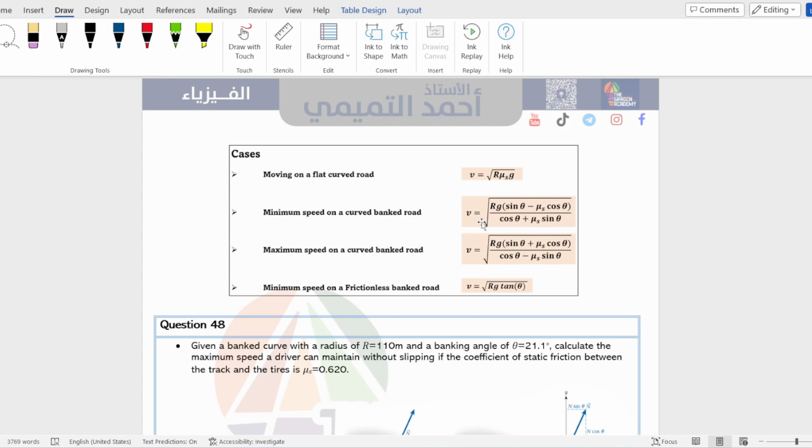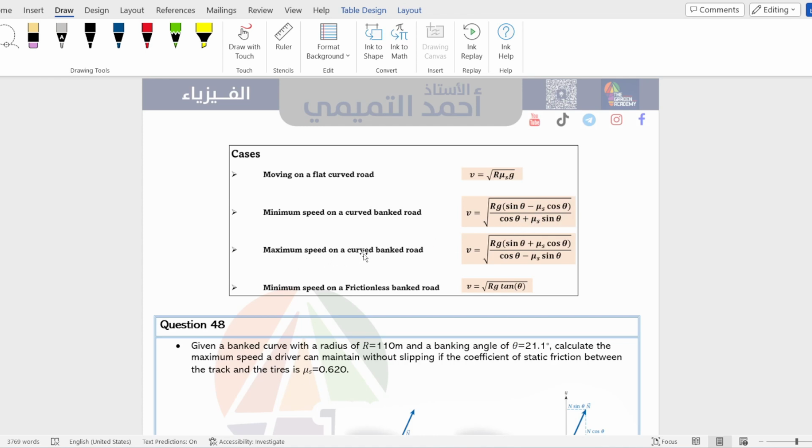أنا وصلت لهاي القوانين. The cases we have are: 1. Moving on a flat curved road, to find the speed, v is equal to the square root of r times mu s times g. The minimum speed on a curved banked road, v is equal to the square root of rg times (sine theta minus mu s cosine theta) divided by (cosine theta plus mu s sine theta).